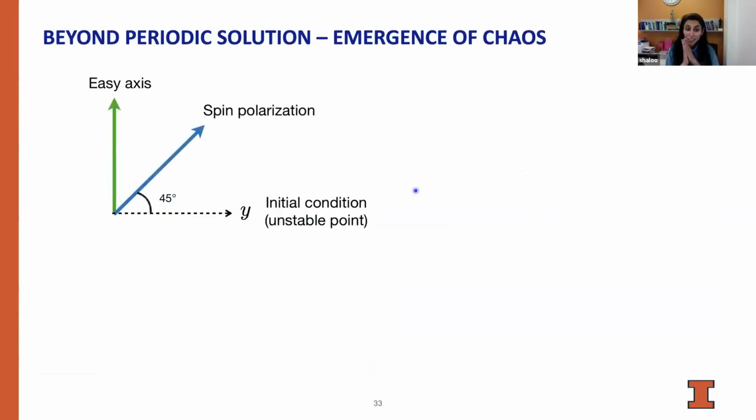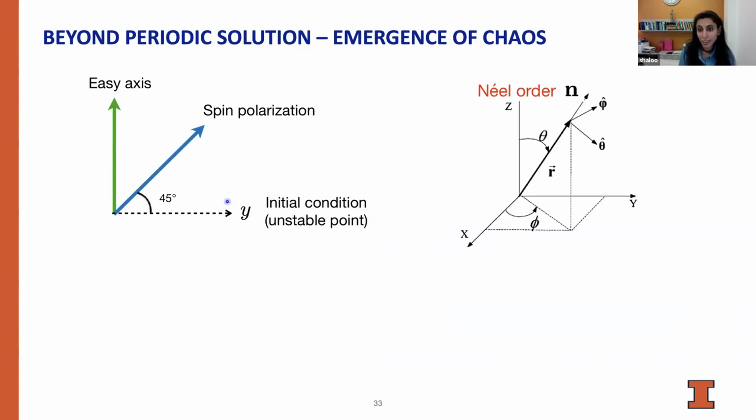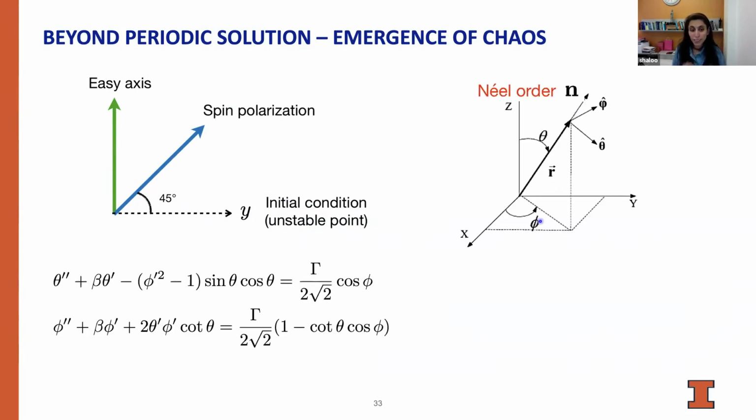This is our most recent work in emergence of chaos, and we were also looking into solutions that are just beyond periodic solutions. Here we considered a uniaxial antiferromagnet, starting from an unstable point, and our spin polarization is at a certain angle. And again, we work in this spherical coordinate system, so we are looking at theta and phi, polar angle and azimuthal angle. If we can come up with this equation of motion, it can tell us how the Néel order is evolving on this state space. And we do exactly that. And remember, gamma is the current I'm putting in to start this, and beta is the damping.